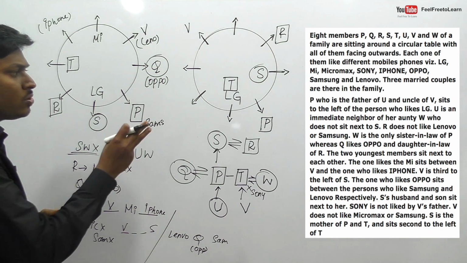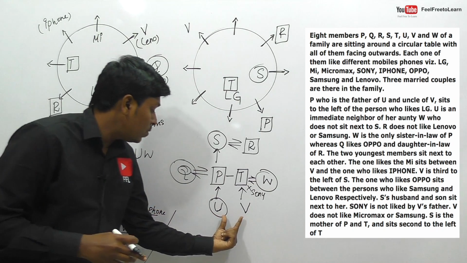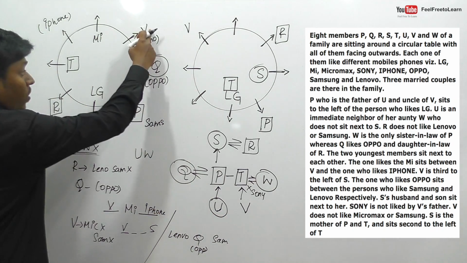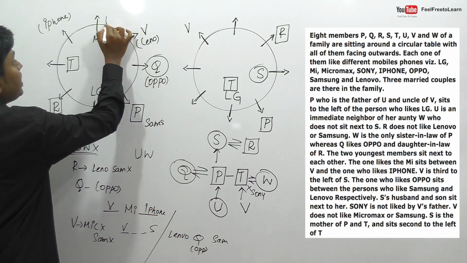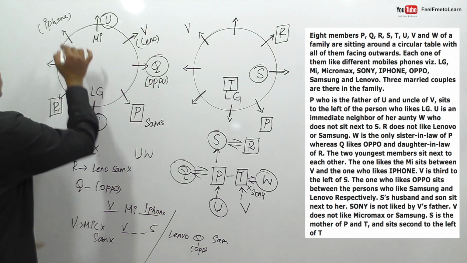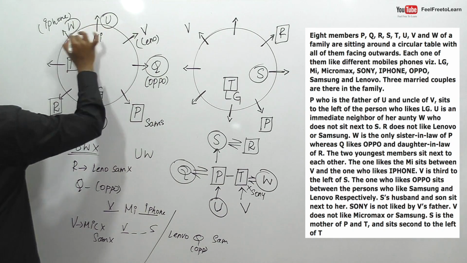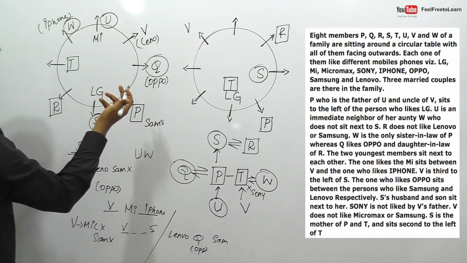I have told that there are two youngest members, right? Two youngest members are sitting together. We know that the two youngest members are U and V. We have already placed V here, so definitely U should be placed here, and U should be a female person. So W and U should sit together, so we can say that W must be placed here, and W is a female person. So I think we have completed the arrangement, right?